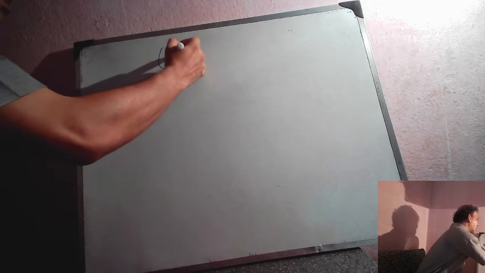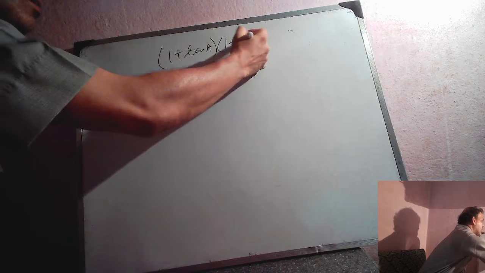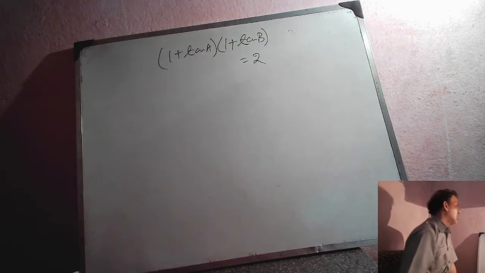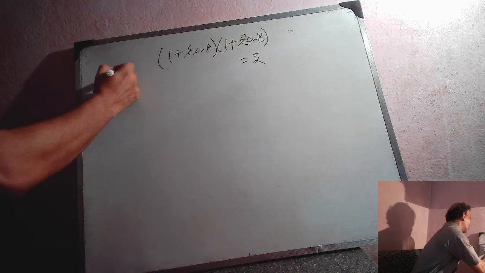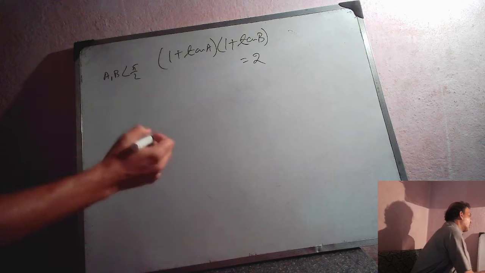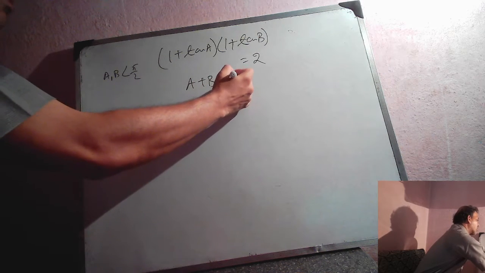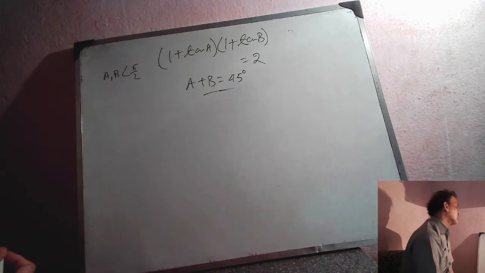If (1 + tan A)(1 + tan B) = 2, with both A and B acute angles, then A + B will be equal to 45 degrees or pi by 4. How will you prove it?